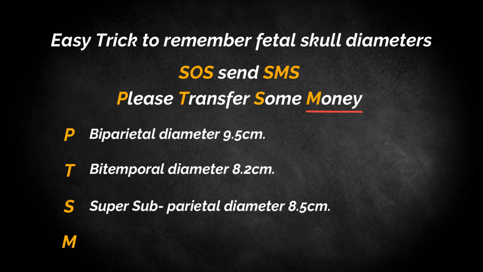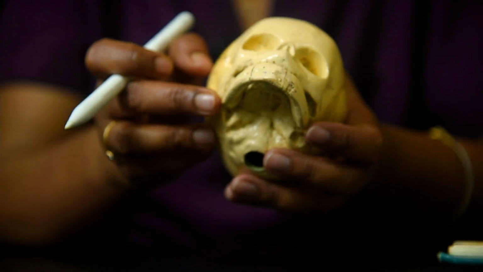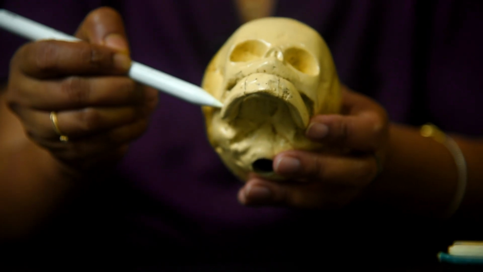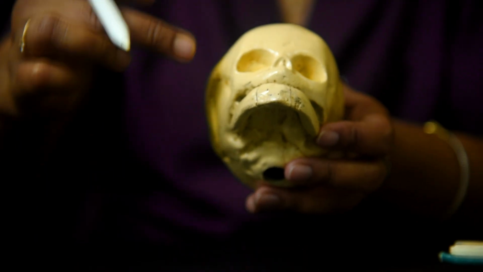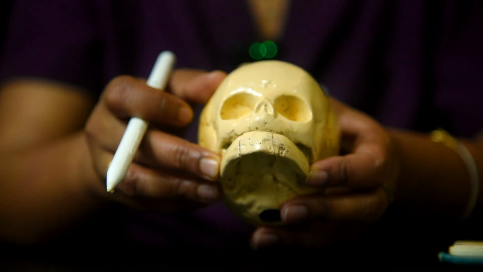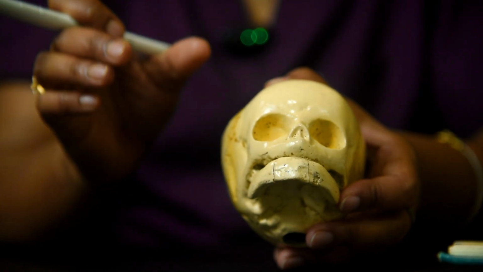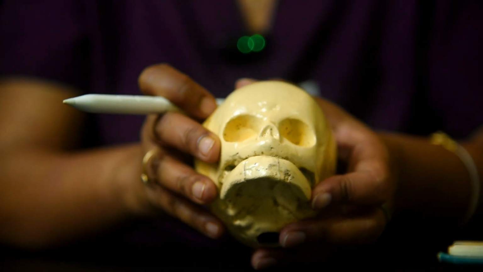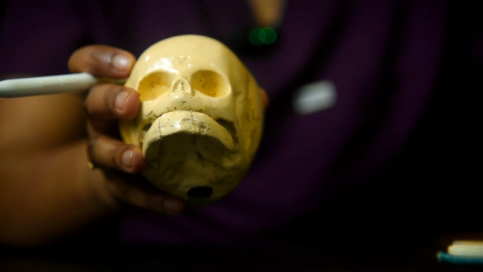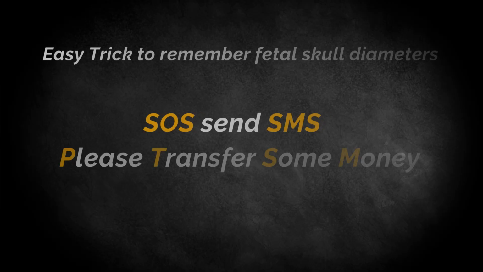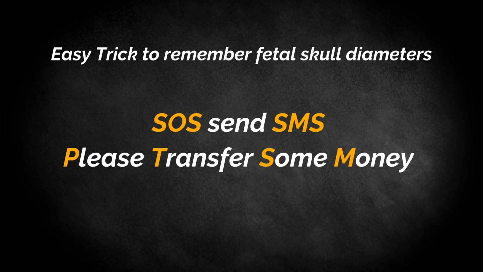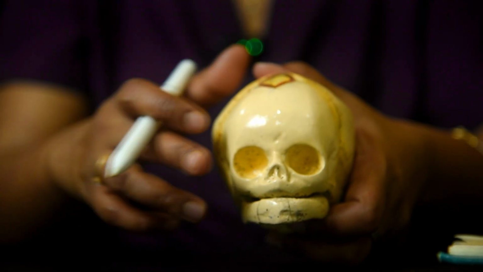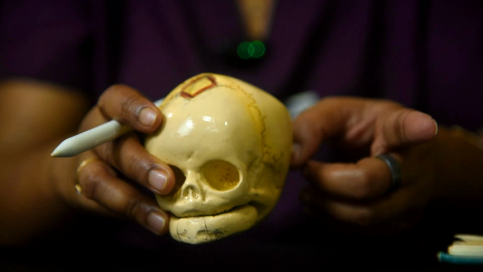Now come to the money, M for bimastoid diameter, which is 7.5 centimeter. This is the distance between the mastoid processes of the temporal bones. So this is the mastoid process of the temporal bone. So the distance between the mastoid processes of the two temporal bones, this is 7.5 centimeter, known as the bimastoid diameter, and which is the shortest or smallest diameter of the fetal skull. So these are the diameters of the fetal skull, which are very shortly described by SOS, send SMS, please transfer some money. Hopefully these tricks of this line will be useful for you to remember the diameters of the fetal skull.